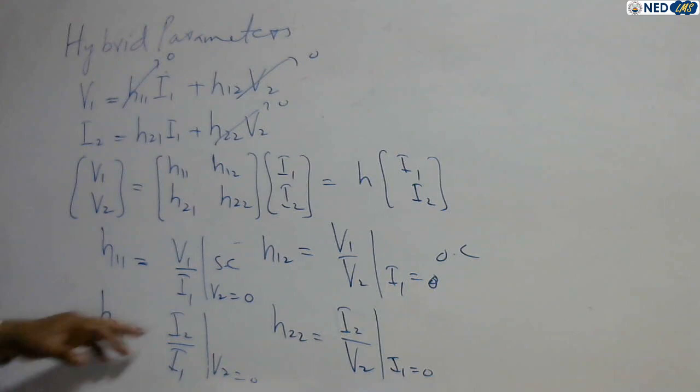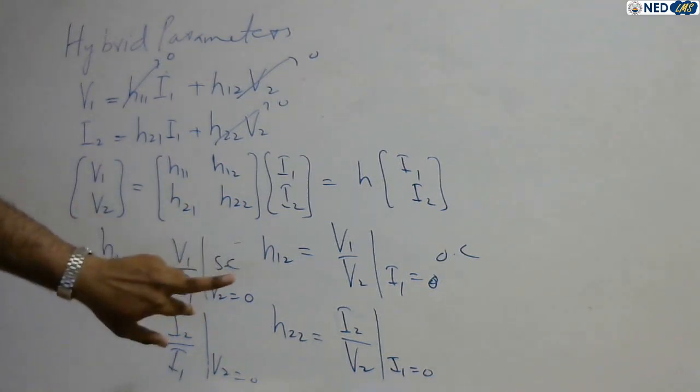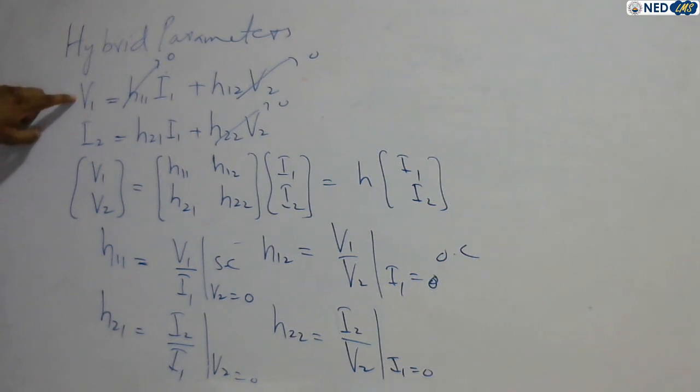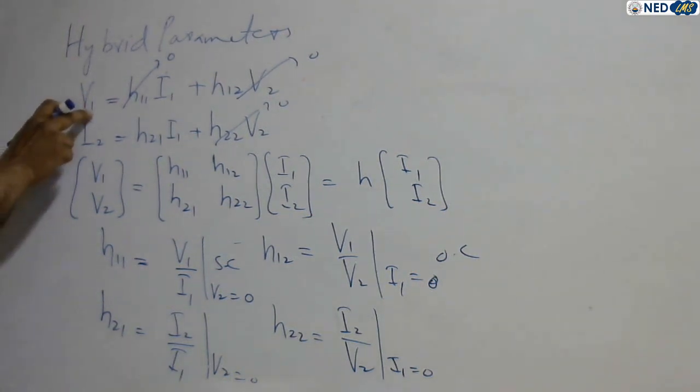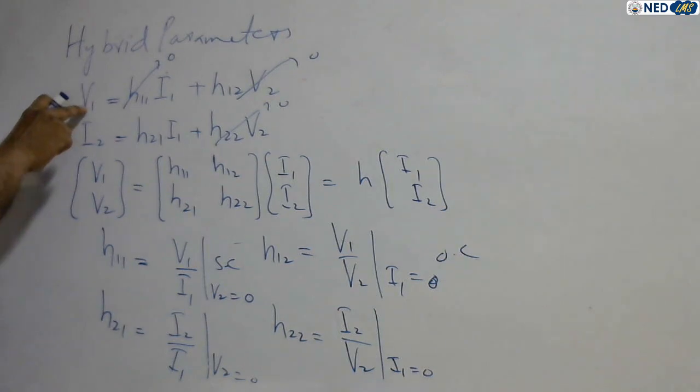So hybrid means a combination of all these: two parameters come from open circuit and two parameters come from short circuit. That's why it is called hybrid. In the hybrid equations, one is the input voltage and the other is the output current, because subscript 1 means input and subscript 2 means output.